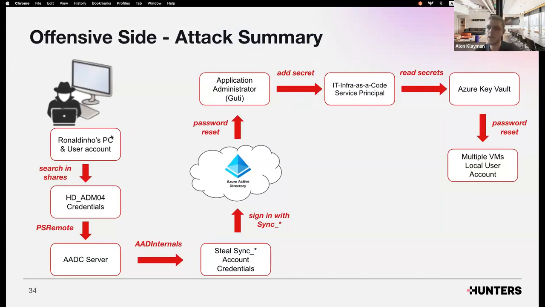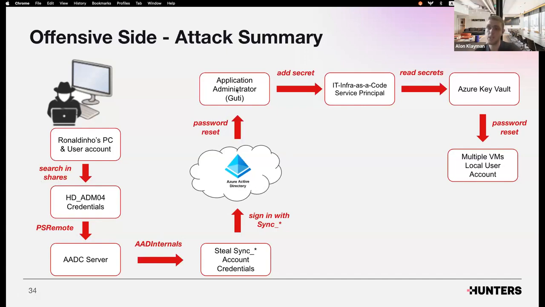So just to quickly recap, the attacker gained access to a low-privileged PC and user account, searched in shares, found credentials of the help desk user account, used PS remoting to gain access to the Azure AD Connect server, used the AD internals tool to fetch the sync user account and its password, and signed in with the sync user account, which is the exact time in which he did the lateral movement from the on-prem to the cloud for the first time.